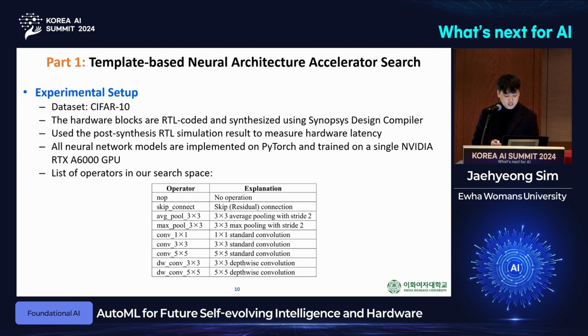And this is the list of operators in our search space. We have no operation, skip connect, average pooling, max pooling, different sizes of convolutions, and depthwise convolutions as supporting operators. And using these operators, we make a cell, and we were able to make a corresponding hardware block for those operators and successfully generate the final accelerator architecture.